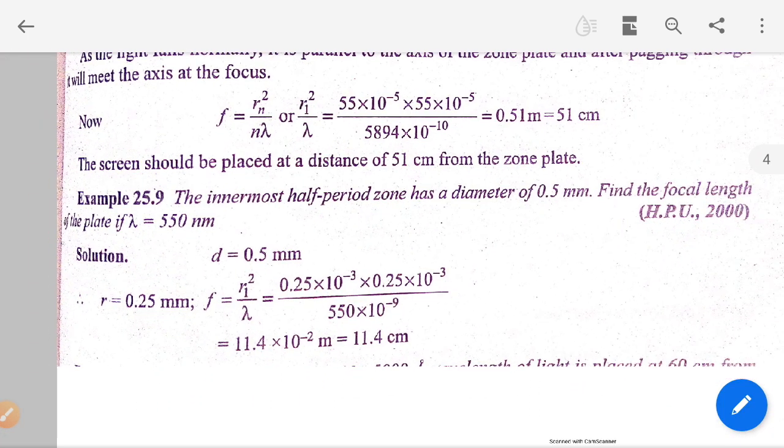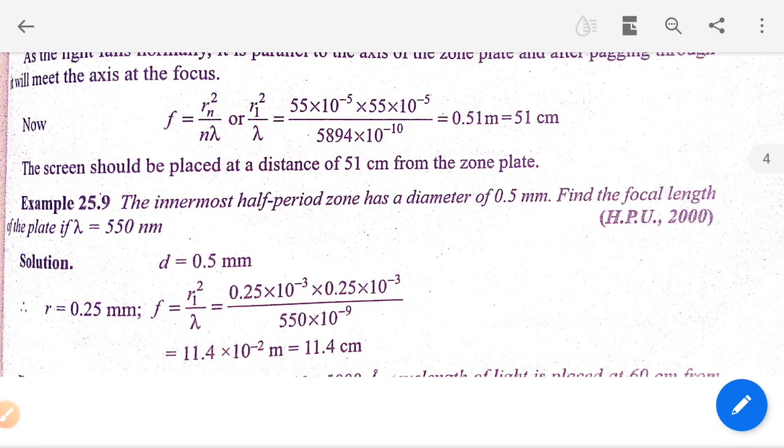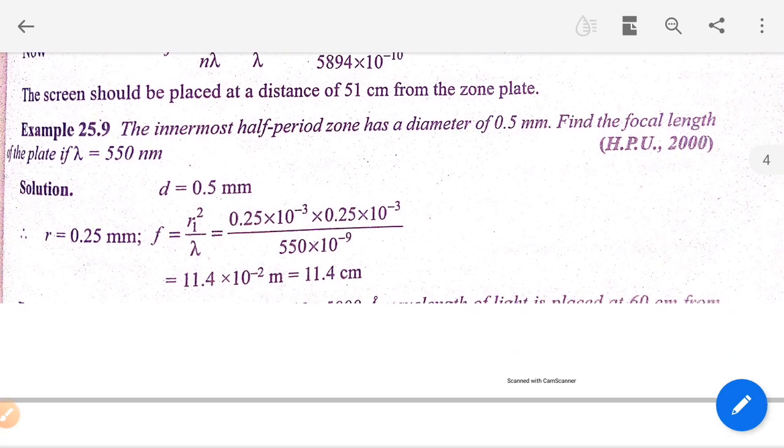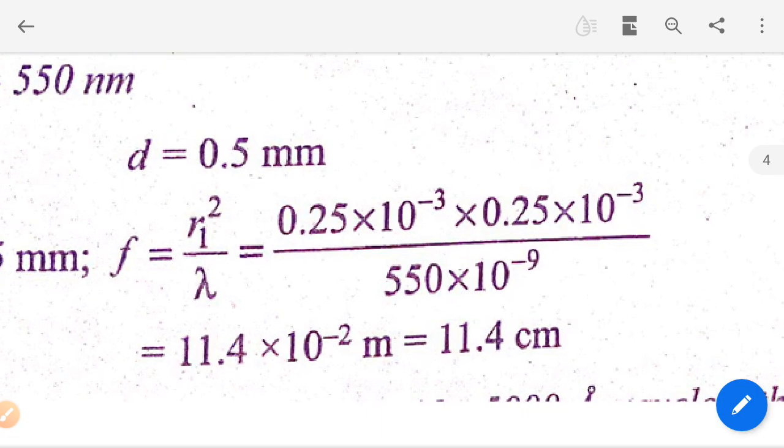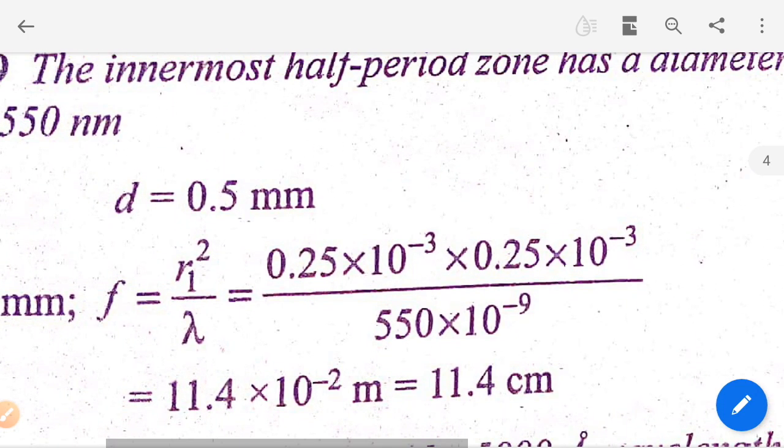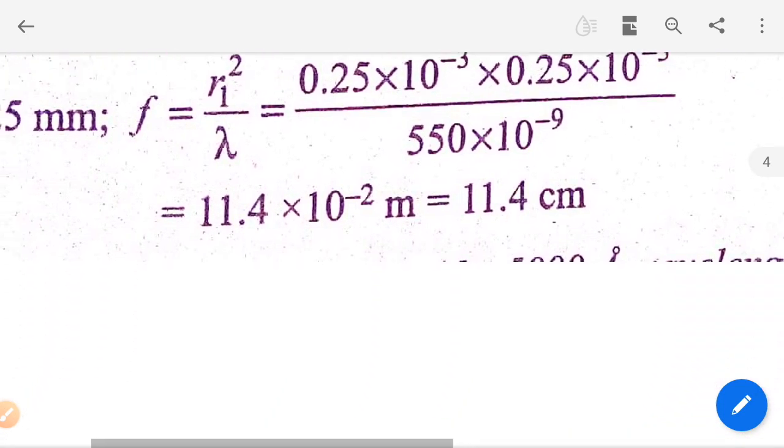As we move further, the innermost half period zone has a diameter of 0.5 mm. Find the focal length of the plate if the wavelength is 550 nanometer. Here the diameter d is given as 0.5 mm and r is equal to 0.25 mm. Then f is equal to r1 square by lambda, and put this value and you will get f equal to 11.4 centimeter.